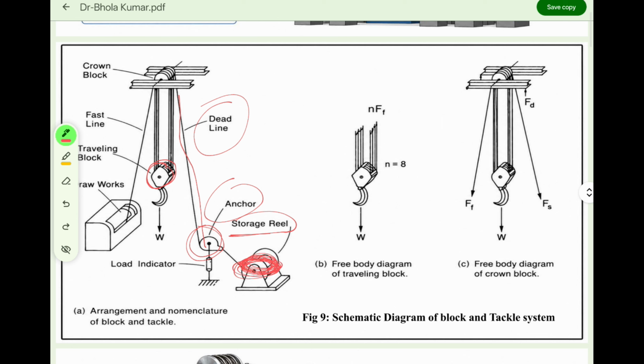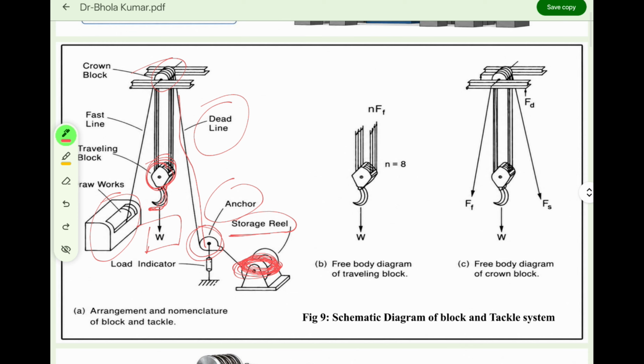And this is called the Drawworks, through which we can lift the load. We will discuss the basic function of the Drawworks, right? This W is the amount of load we are trying to lift. This is what we call the hook, and this thing is called the traveling block, right? And this is what we call the crown block.